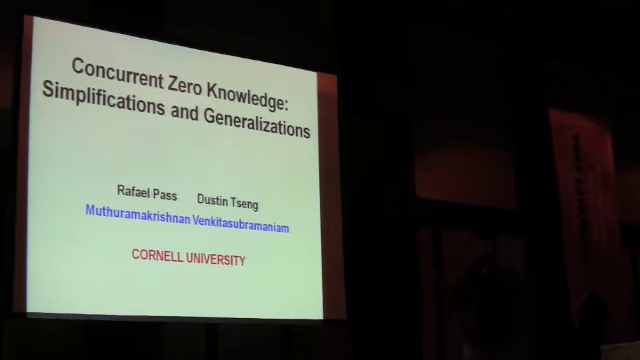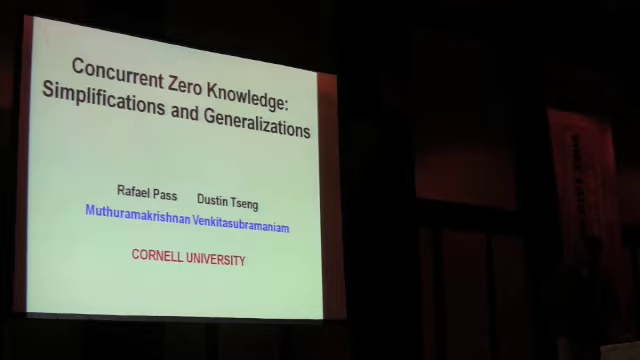I'm going to talk about concurrent zero knowledge, simplifications and generalizations. This is joint work with Rafael and Dustin Tseng. I asked Kenny for some extra time to tell my name, but he said he wouldn't. So, as a first simplification, I'm going to introduce myself as Murthu.